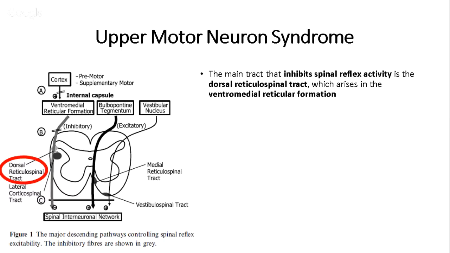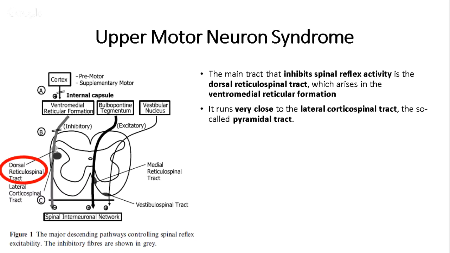So going deep a little bit, they mentioned the most important tract that causes this, the inhibition of the spinal reflex. That's the dorsal reticulospinal tract, which arises in the ventral reticular formation. Most of them arise from the midbrain, but that's why sometimes people with spinal problems have more hyperreflexia than people with cortical problems, cortical lesions.